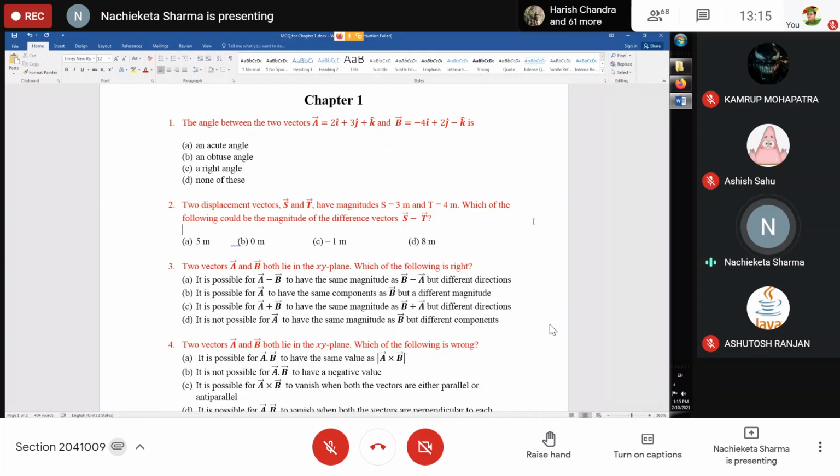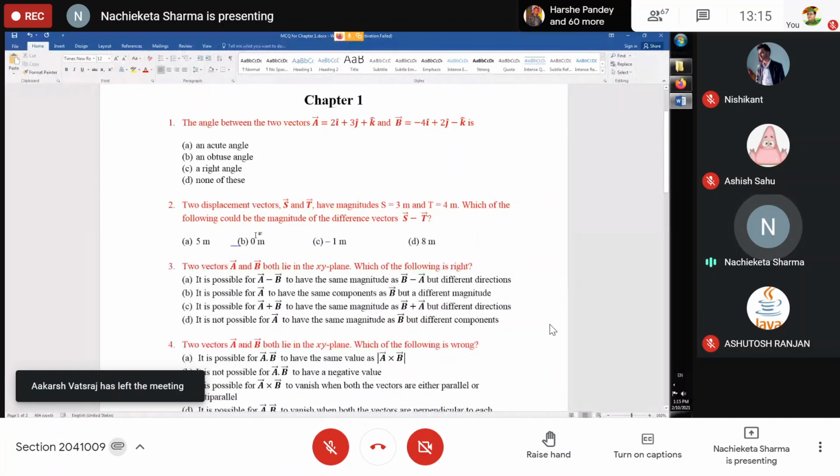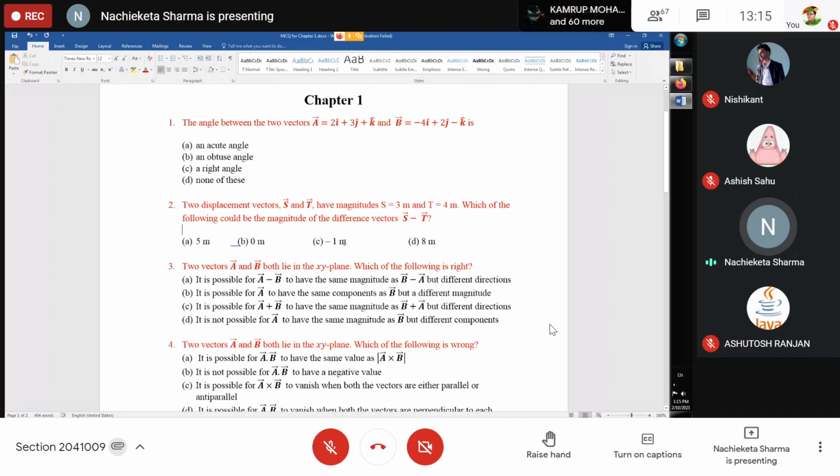So anything greater than 7 is ruled out. 8 meter is greater than 7, so ruled out. 0 meter is less than 1, so ruled out. And negative things are also ruled out, because magnitude can never be negative. So minus 1 is also ruled out. So definitely it will be 5 meter. And if the angle is 90 degree, then square root over 3 square plus 4 square will be 5.